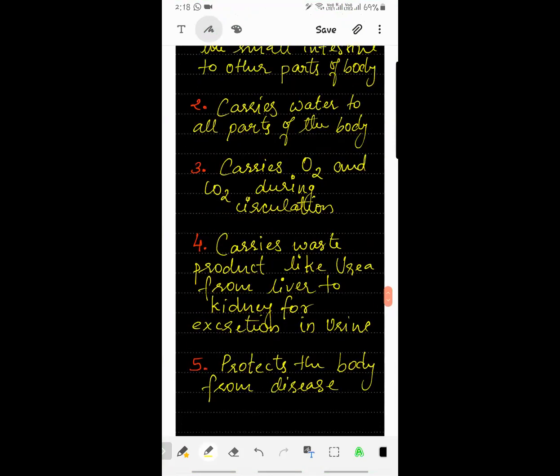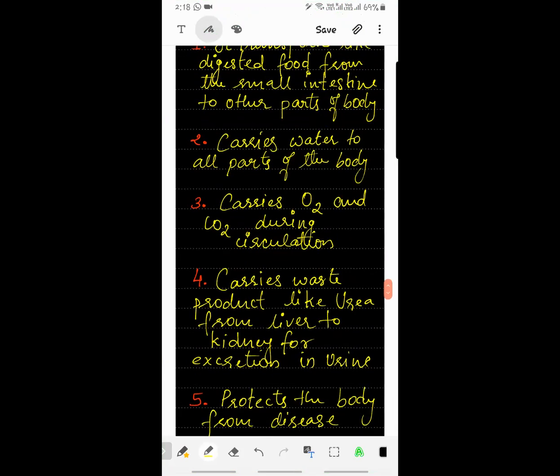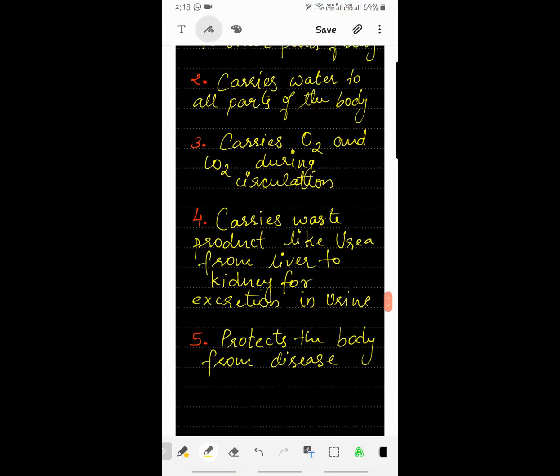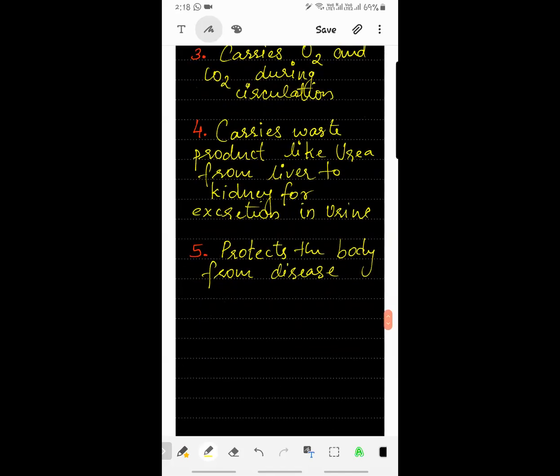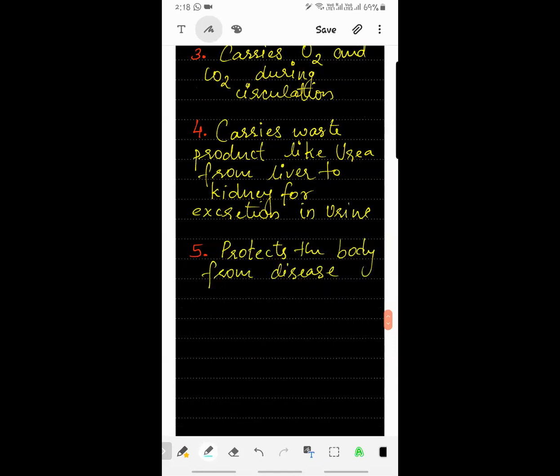Okay, so these are some of the functions which I have written. Yeah, it carries CO2 to the heart. Blood has one type of cell called RBC, which contains hemoglobin. No, we are writing functions. Okay, the next topic we'll see is blood vessels.